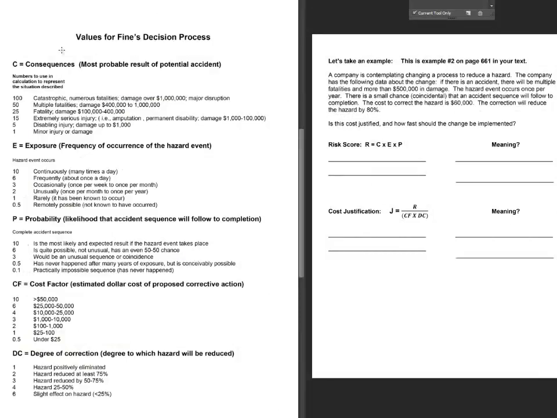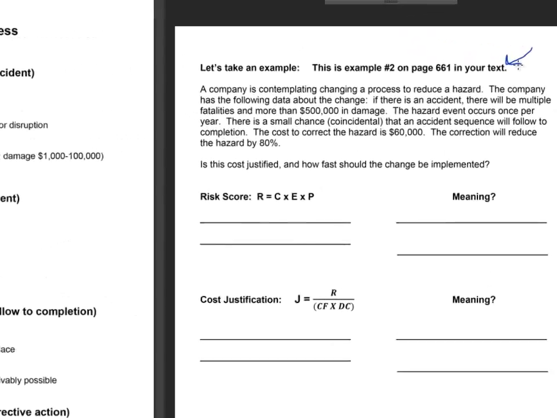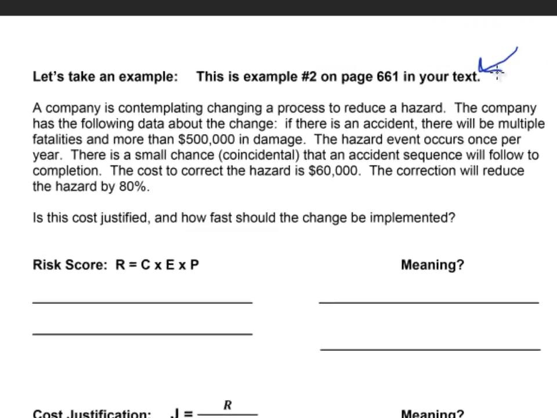So here's an example that I made up for you, and it's pretty much exactly what's on page 661 in your text. So let me read it for you. A company is contemplating changing a process to reduce a hazard. The company has the following data about the change. If there is an accident, there will be multiple fatalities and more than $500,000 in damage.